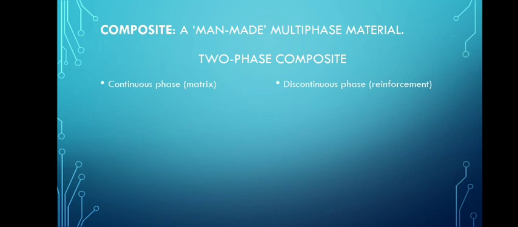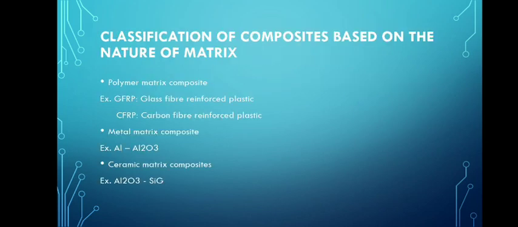One is generally a continuous phase, which is called the matrix, and another is a discontinuous phase, which is called the reinforcement. Although in some composites, like sandwich composites, both phases may be discontinuous. Now, composites can be classified on the basis of the nature of the matrix. So we have polymer matrix composite, metal matrix composite, and ceramic matrix composite, depending on whether the matrix is polymer, metal, or ceramic.